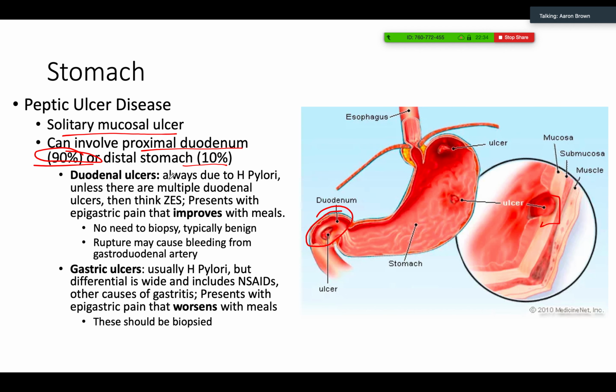So duodenal ulcers, these are always going to be due to H. pylori. Why does H. pylori infection here in the antrum cause an ulcer all the way over here? You would think, okay, I have a bacterial infection. Wouldn't the bacterial infection cause an ulcer right here? See, this is the way that they're going to trick you.